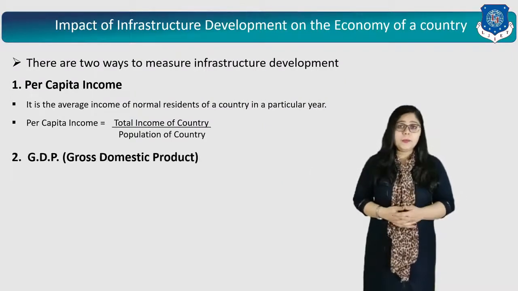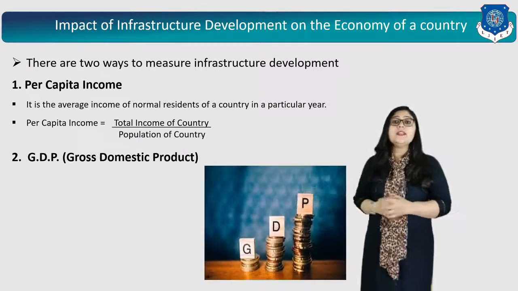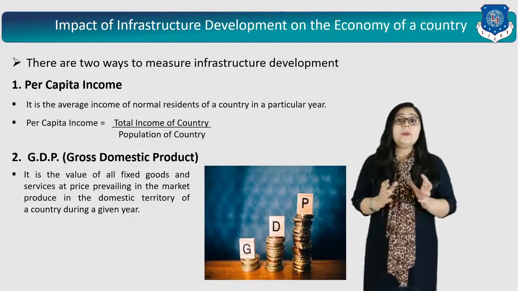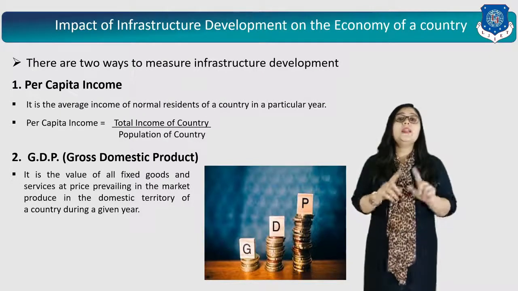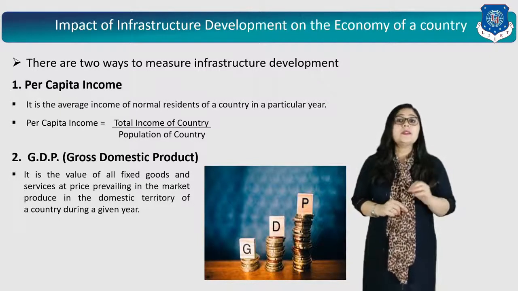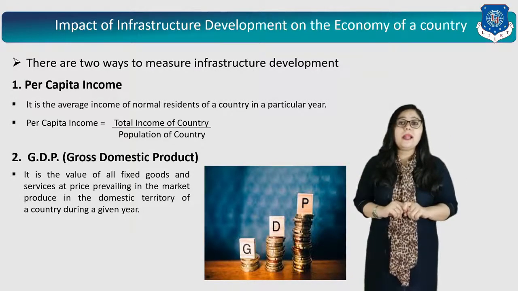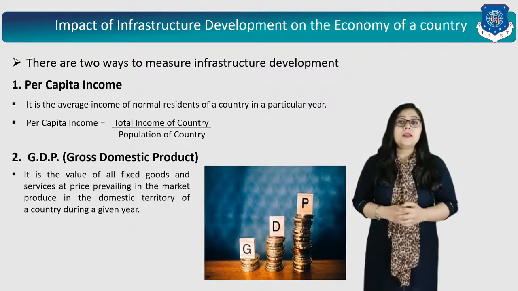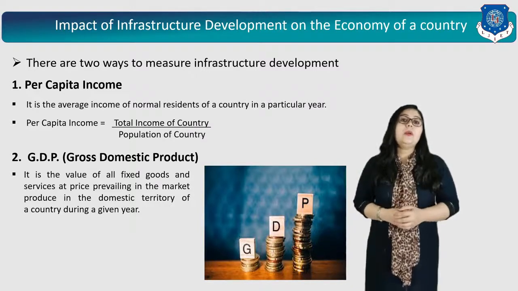Second is the GDP. It means gross domestic product. So it is the value of all final goods and services at prices prevailing in the market produced in the domestic territory of a country during a given year. Due to acceleration of progress of infrastructure projects, overall development and upliftment of common people can be done. Thus, infrastructure development is the key to the economic development of any country.